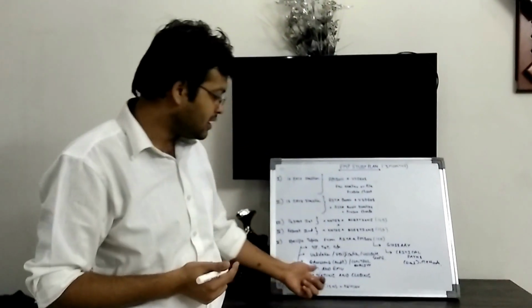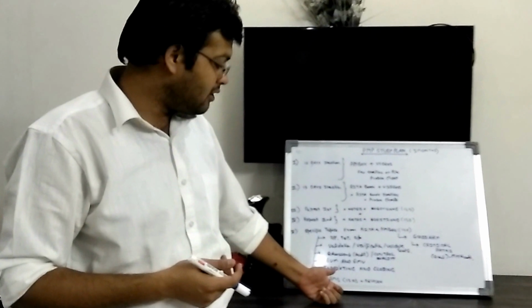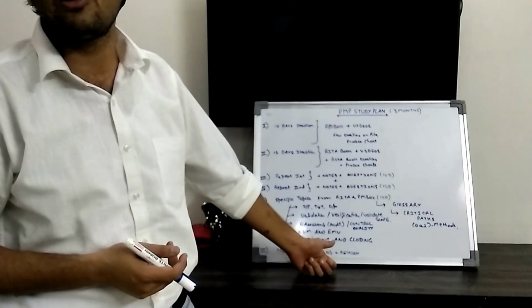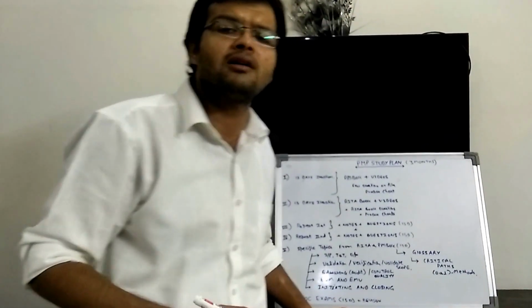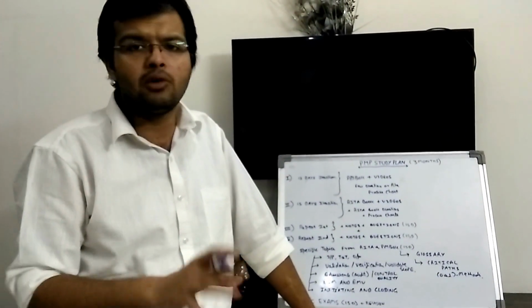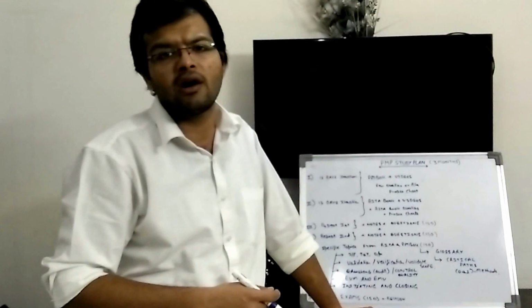So certain kinds of things: EVM, earned value management system, EMV, expected monetary value, their formulas, their numericals. The questions given in Saket's program, there are, I think, about 150 questions.